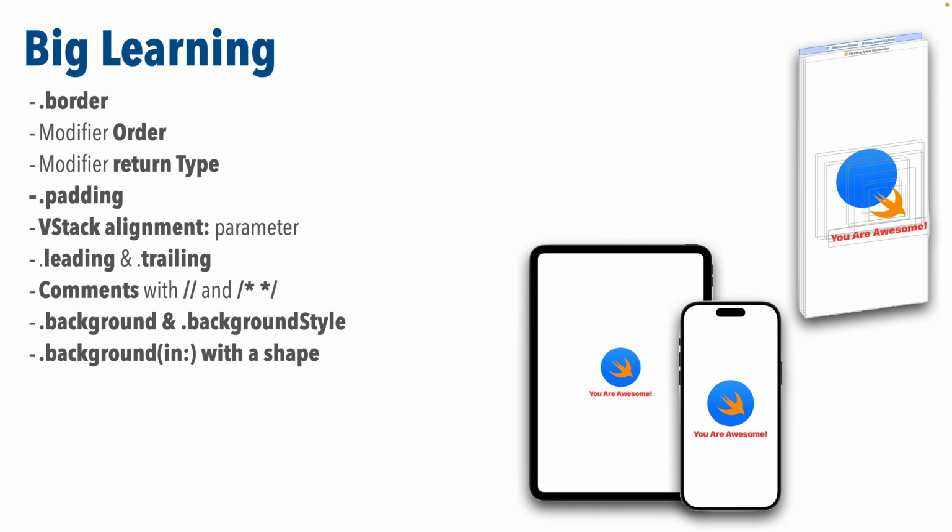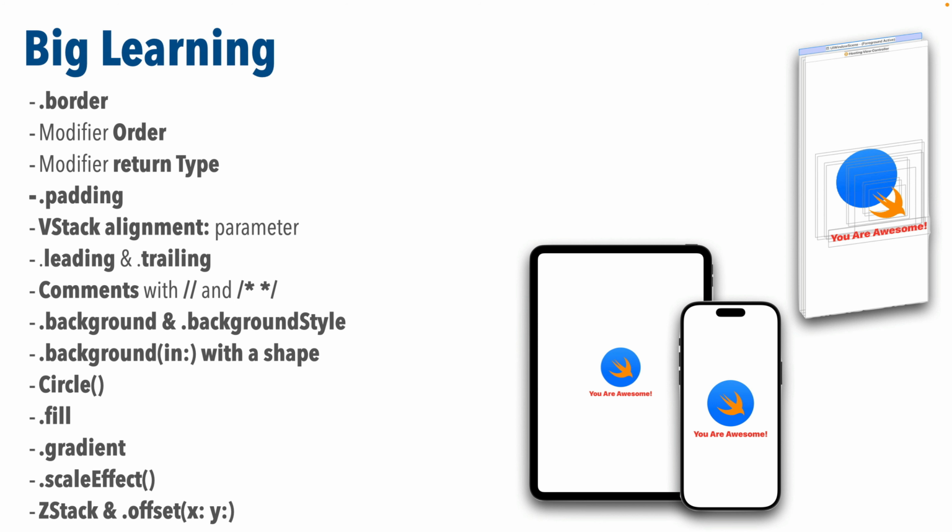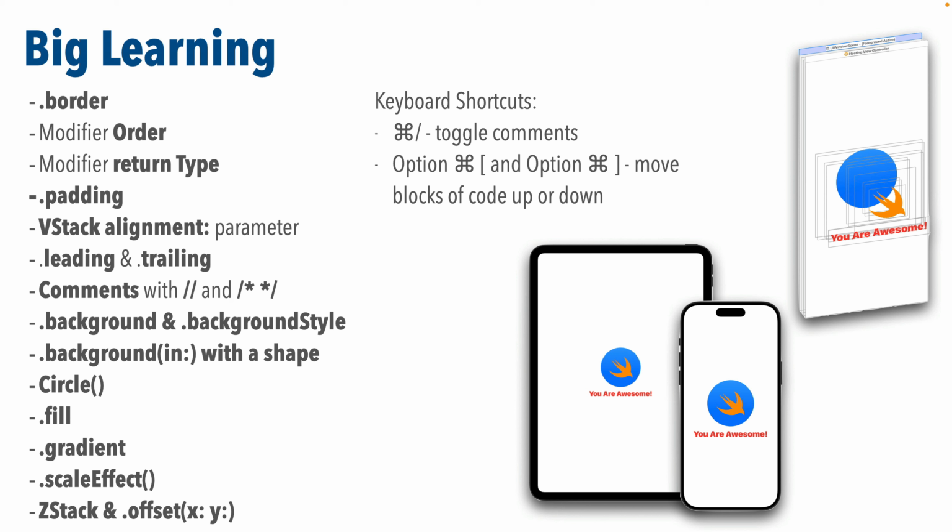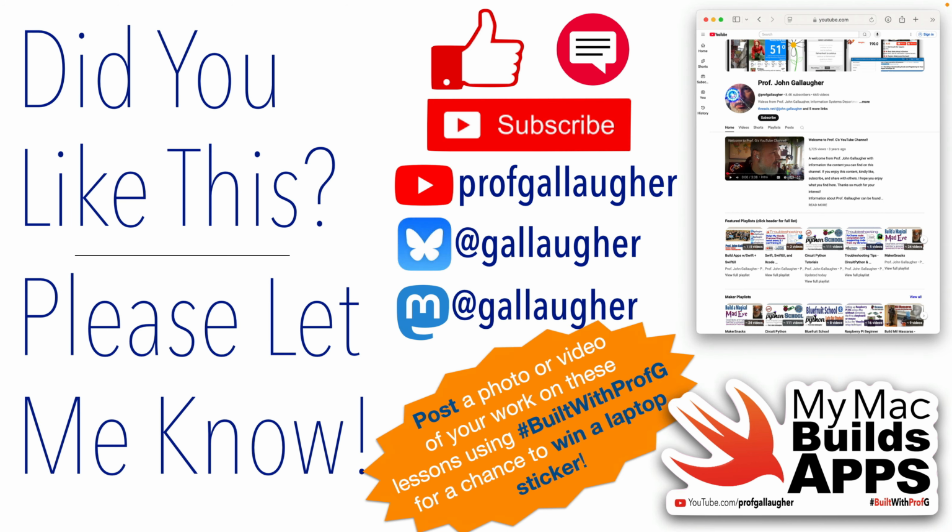We learned about background in, where we could pass in a shape. We worked with the circle shape, the fill modifier, the cool gradient effect on a color, the scale effect to shrink or expand a view like an image, the ZStack, the iOS coordinate system, and the offset modifier to shift things in the X and Y axis. And we learned a bunch of keyboard shortcuts, including Command / to toggle comments on or off, Option Command open square bracket and close square bracket to move blocks of text up and down, and Option Command P to restart our preview. Swifty legend, you're getting those SwiftUI fundamentals down.